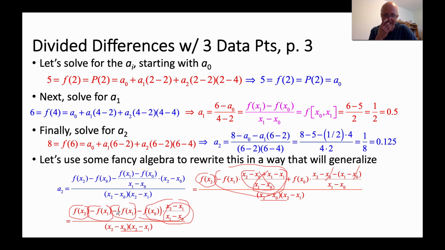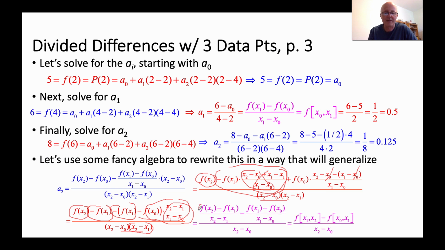Finally, the last step's not quite as tricky. I'm going to take this x2 minus x1 and bring it up into the numerator. It's going to cancel with this x2 minus x1 in this part, and then I'm just going to put it below this thing here to write it this way.